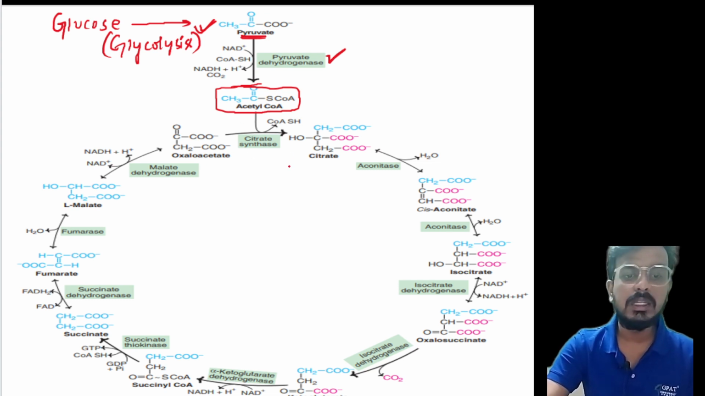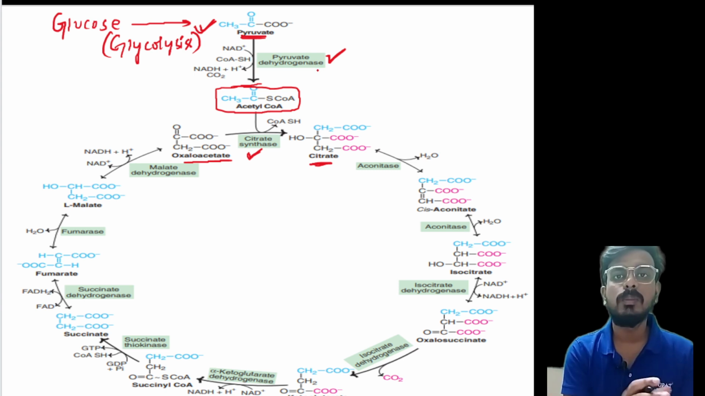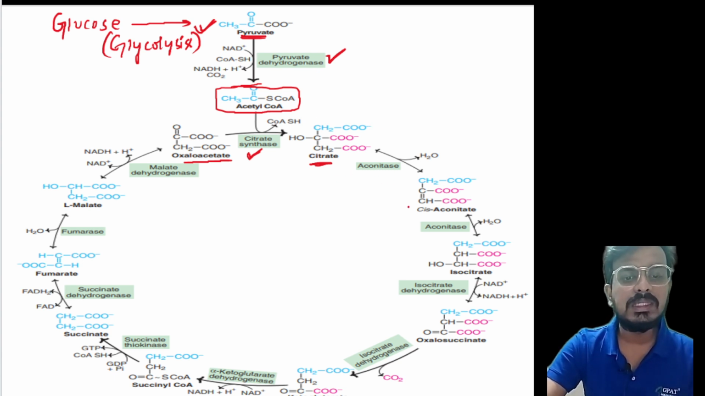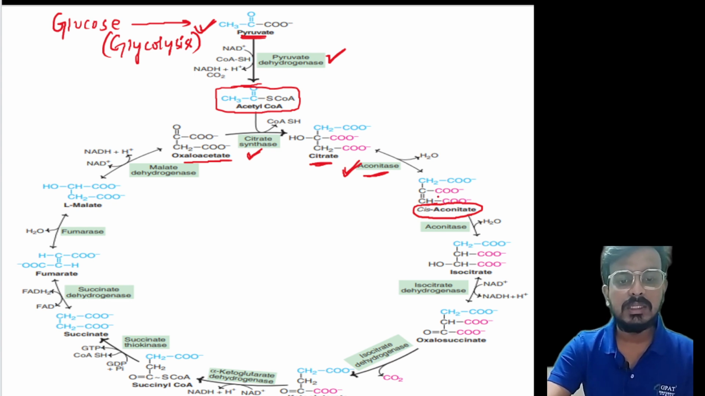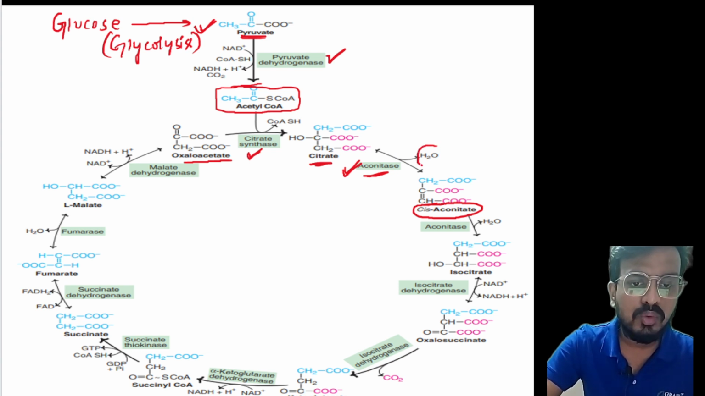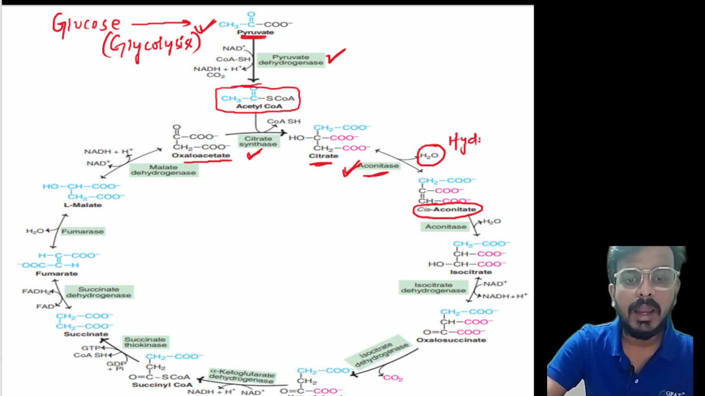Now you can see the series of reactions. This acetyl coenzyme converts oxaloacetate to citrate, in the presence of an enzyme called citrate synthetase. Now this citrate will be converted to cis-aconitate in the presence of an enzyme called aconitase. See what is occurring: citrate is converting to cis-aconitate in the presence of aconitase, and here H2O is released. So that means a hydrolysis takes place.